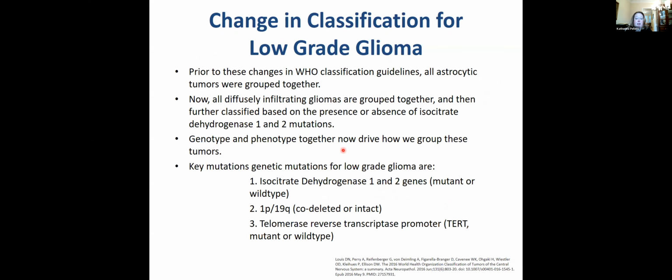So this is just what I described: prior to the WHO guidelines, we used to lump all these tumors together, but now we're able to separate these out, and the genotype and phenotype are now driving how we group these tumors. And these are the key mutations, and I'm going to discuss these. The first is isocitrate dehydrogenase 1 and 2 genes, and we define it as either mutant or wild type, 1p19q chromosome co-deletions, or telomerase reverse transcriptase promoter genes.